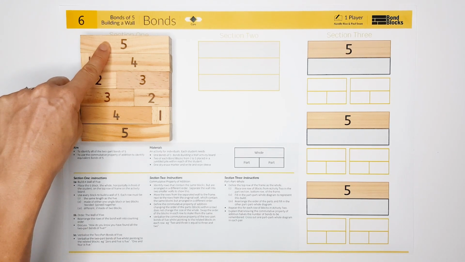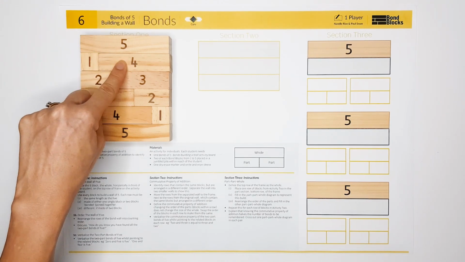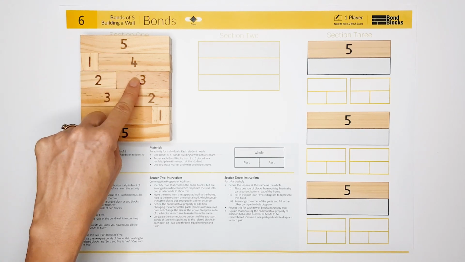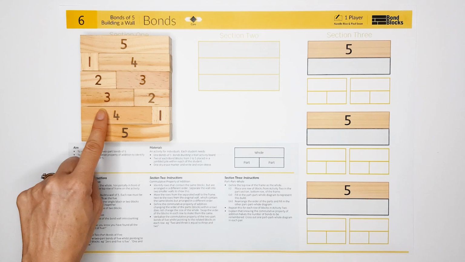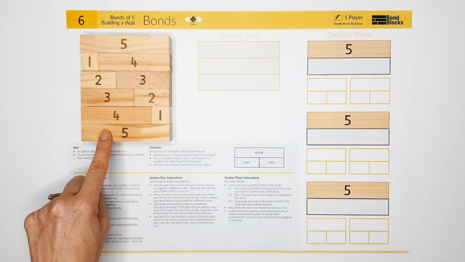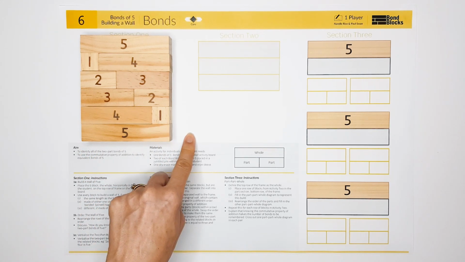0 and 5 is 5. 1 and 4 is 5. 2 and 3 is 5. 3 and 2 is 5. 4 and 1 is 5. 5 and 0 is 5.